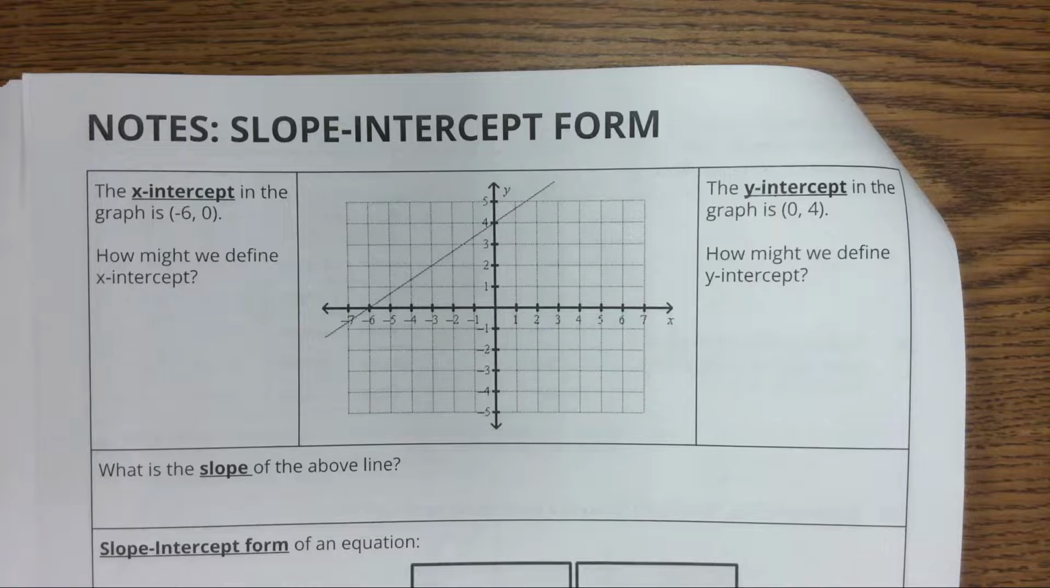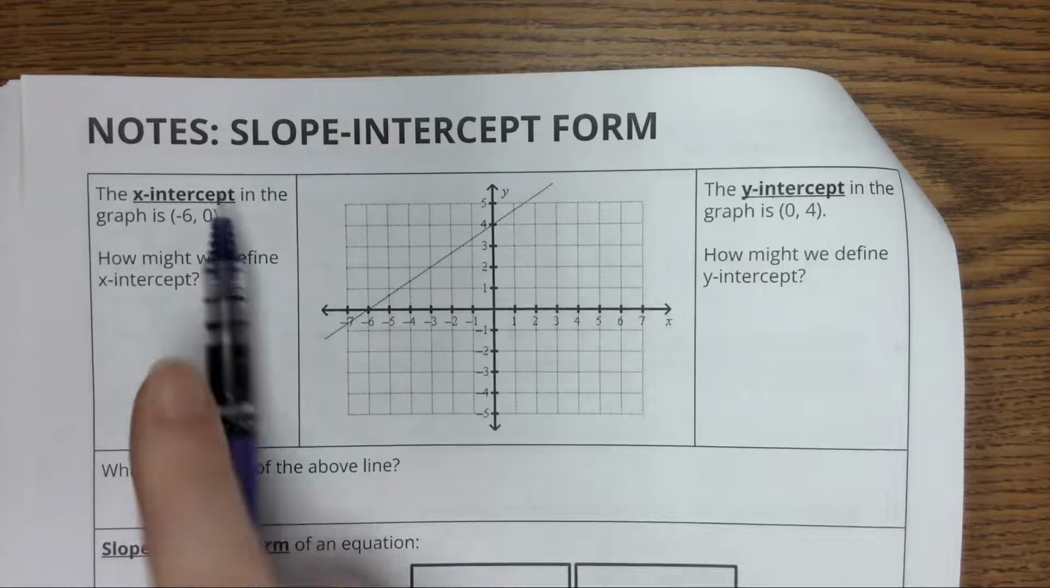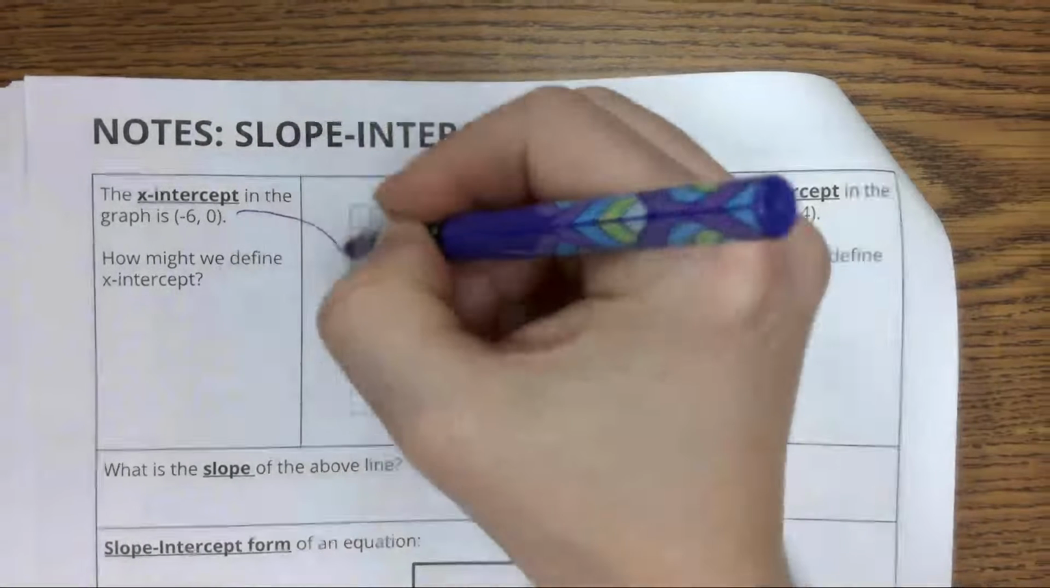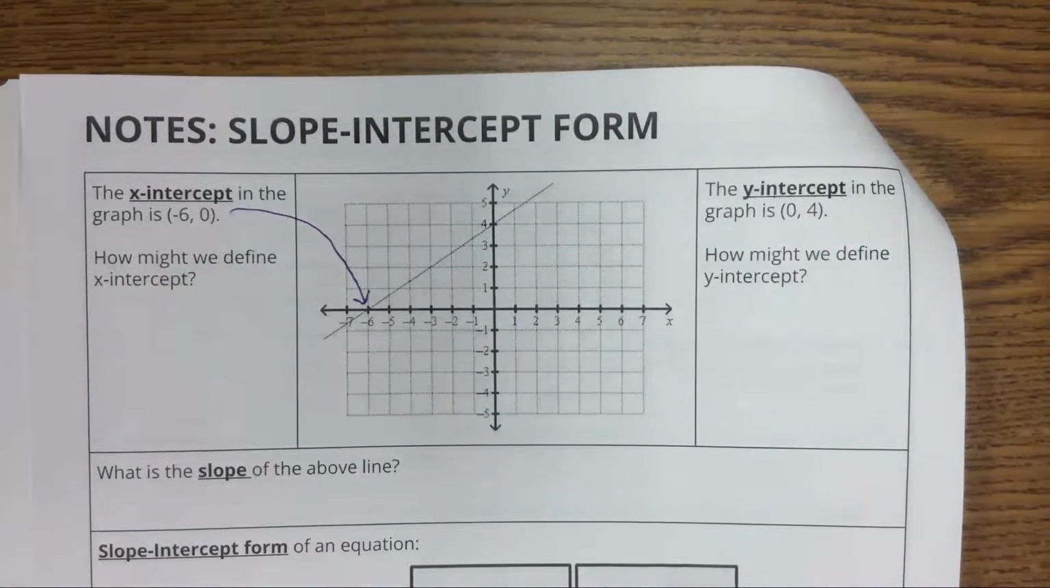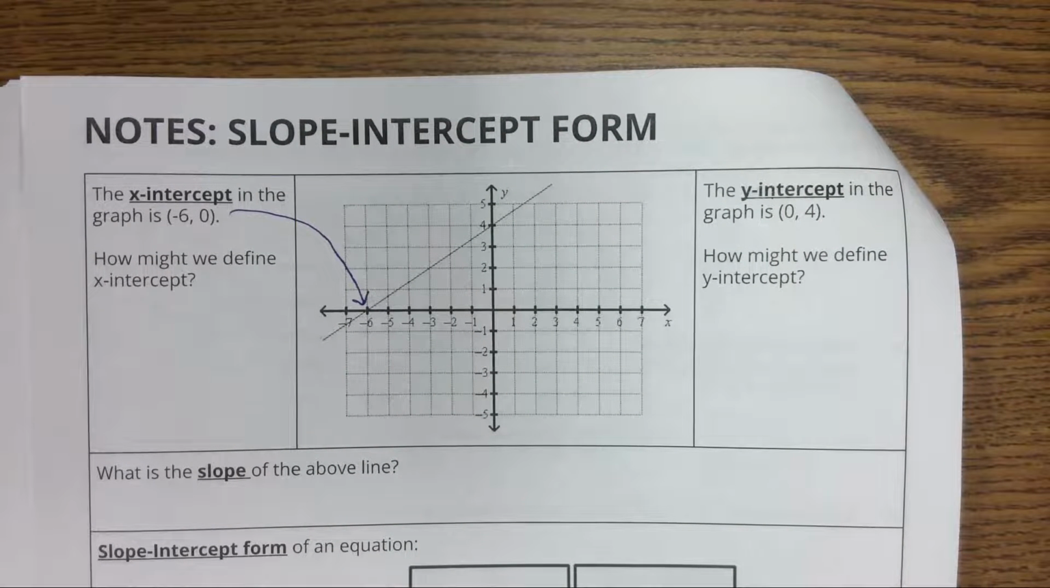All right, so let's talk about the word intercept. Intercept is where a graph touches an axis. So the x-intercept would be where the graph touches the x-axis. It touches at -6. Does that make sense that it's -6?